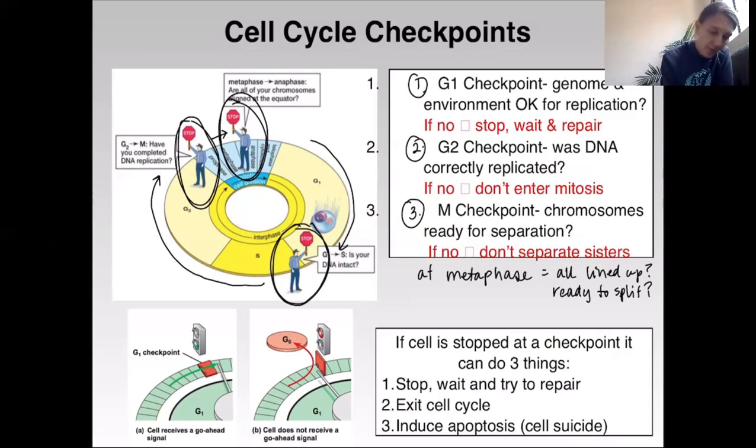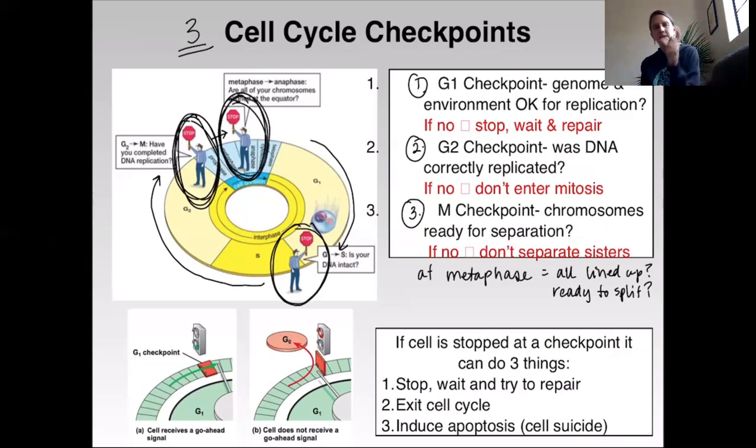So there are these 3 cell cycle checkpoints: one at the G1 to S transition, to make sure you're ready for DNA replication; one at the G2 to M transition, to make sure you're ready for mitosis; and one at the metaphase to anaphase transition, to make sure you are ready to split your chromatids.